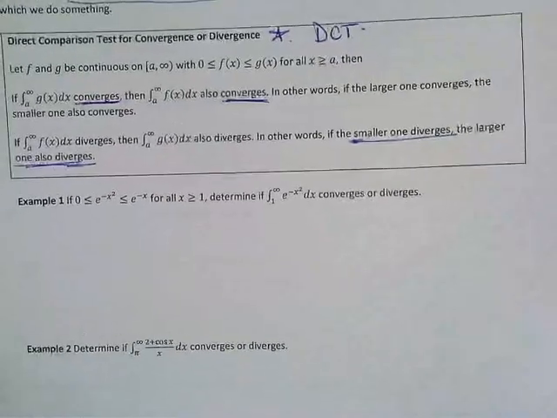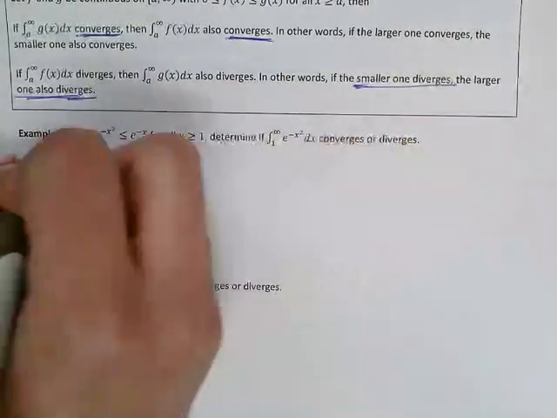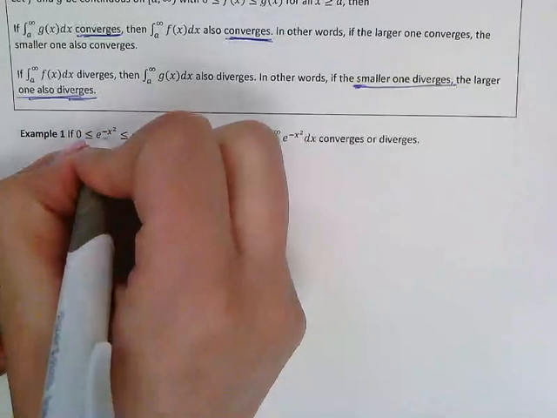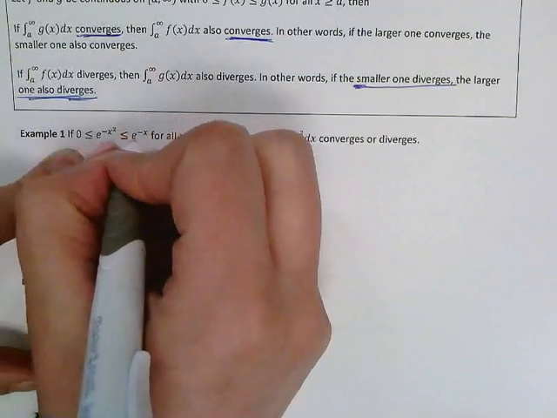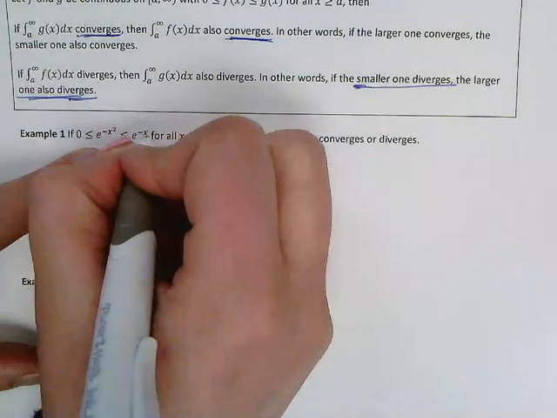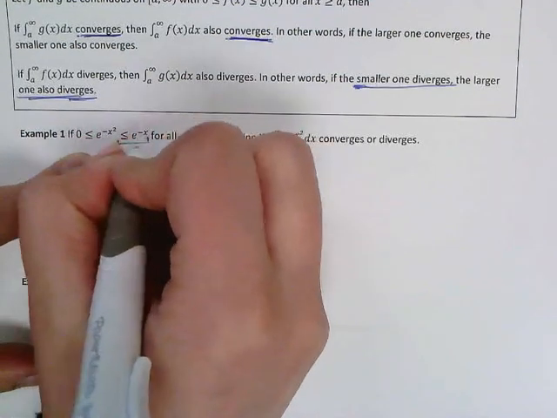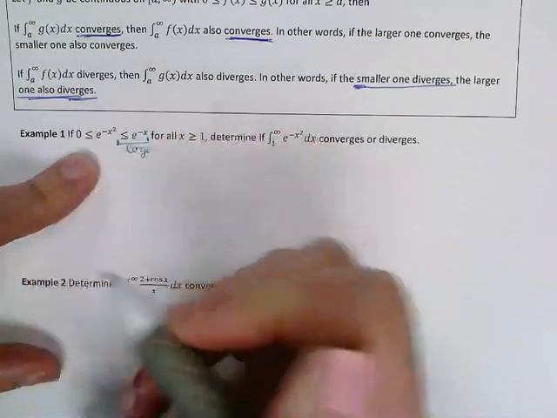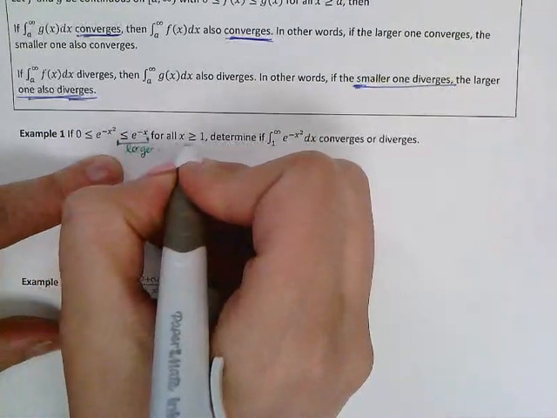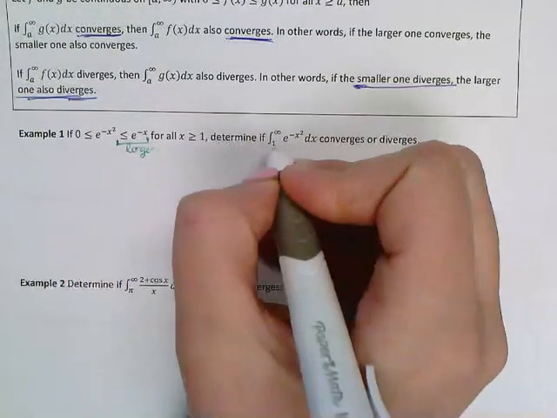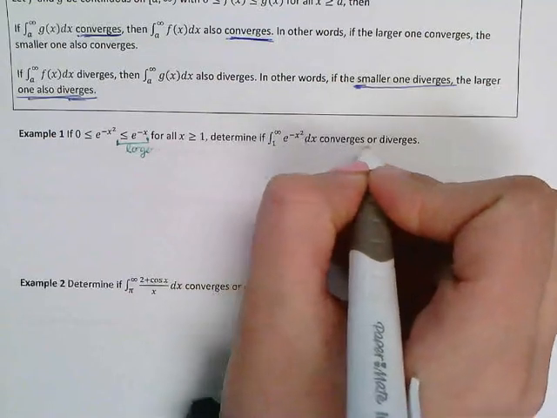So I'm not really going to get too far into this in these notes, but here's the idea. If e to the negative x squared is greater than or equal to 0, and e to the negative x is greater than that, that means this one right here is the larger one. For all x greater than 1, determine if the integral from 1 to infinity of e to the negative x squared converges or diverges.